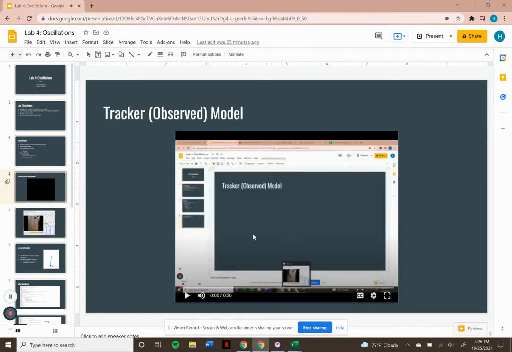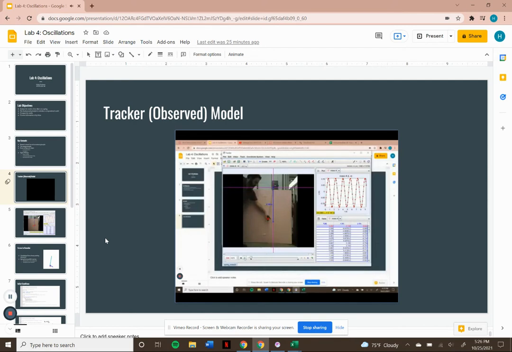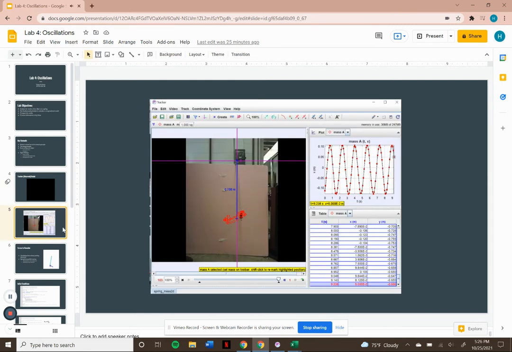Now, for the Tracker model, we can see for every second in the time interval indicated, the x and y positions are tracked. I put them into a spreadsheet so that I can insert them into the code. Here I have initialized axes: the positive x-axis, the negative x-axis, and the negative y-axis. I have this calibration stick as a reference of 0.7 meters. And again, the x and y positions are tracked over time.